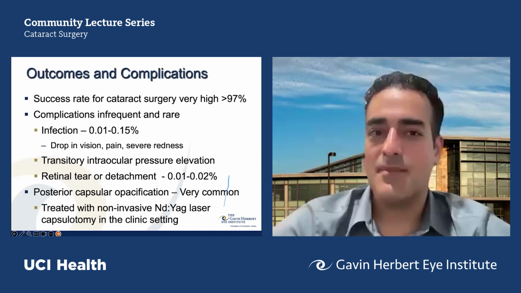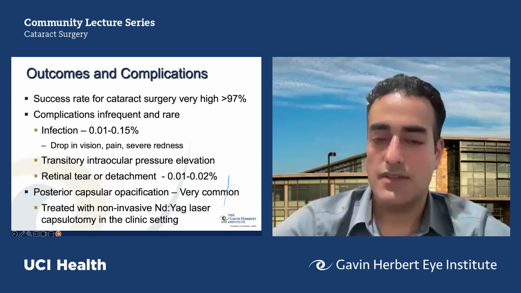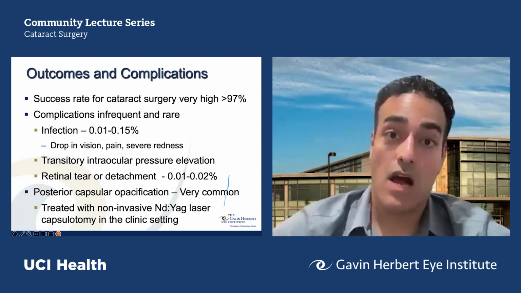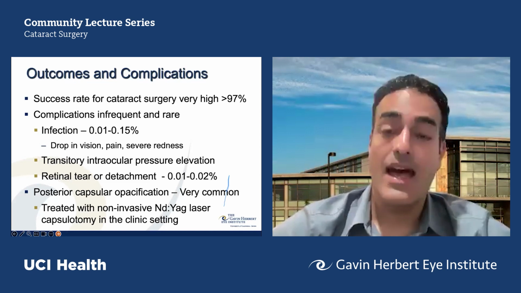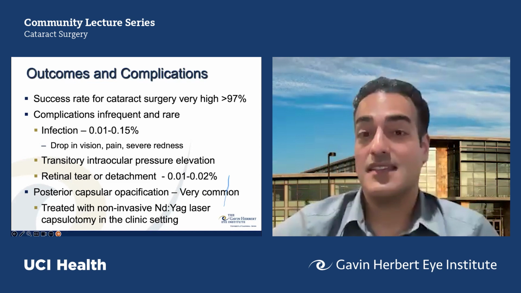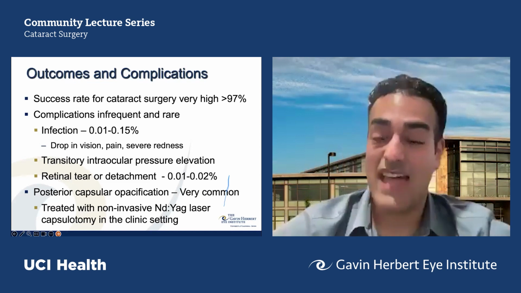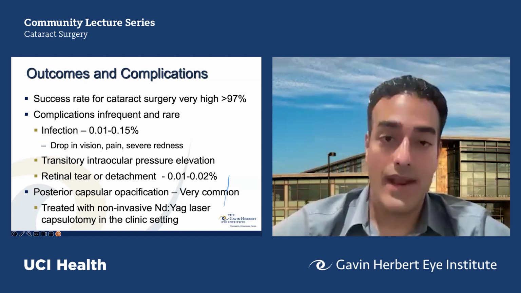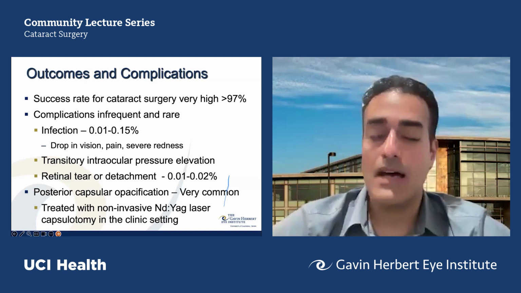So let's talk about outcomes and complications. So I think the most important thing to focus on here is that cataract surgery is the most commonly done surgery in the United States. And outcomes are very high. We have a 97% success rate. So not many surgeries have that high of a success rate. Although complications are rare and don't happen often, it's always possible.